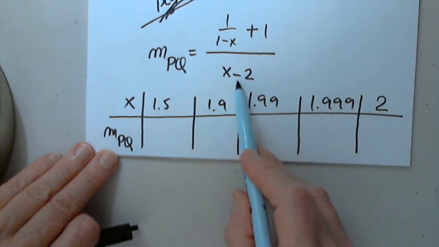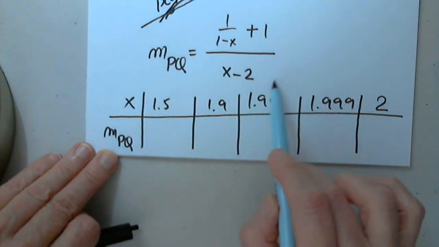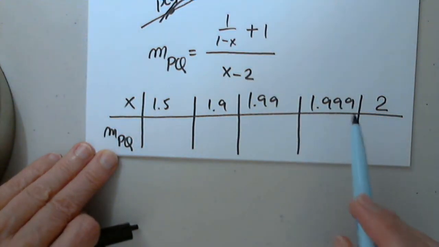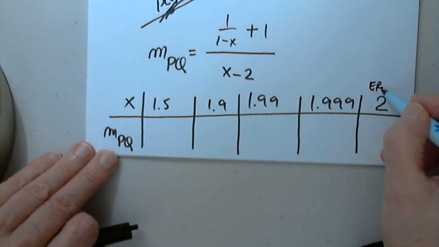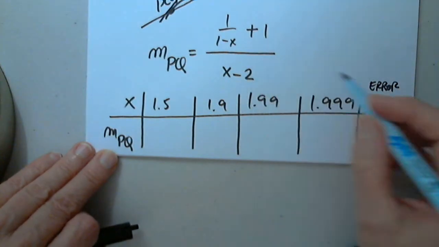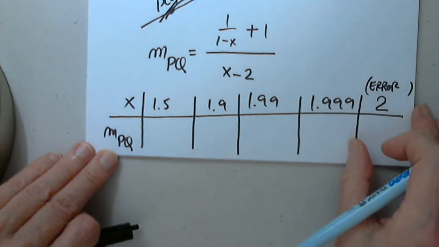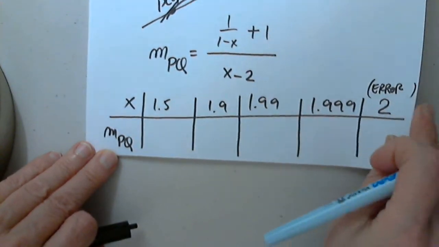Can I plug in 2 in this expression? No. So I know I'm going to get an error. I'm not going to plug it in. This is for something else. Okay, and then I'm going to continue the table.